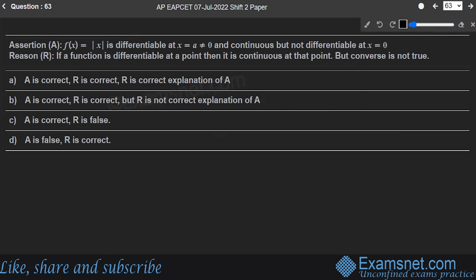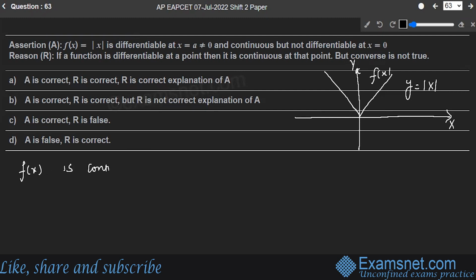First of all, f(x) is equal to modulus of x. So this is the graph for the same. f(x) is always positive no matter what the value of x is. This is your x-axis and this is your y-axis. Maybe x is negative, maybe positive, whatever the value of x, y has to be positive only. Looking at the graph, it is very much clear that f(x) is continuous everywhere, but it's not differentiable at x equal to 0.